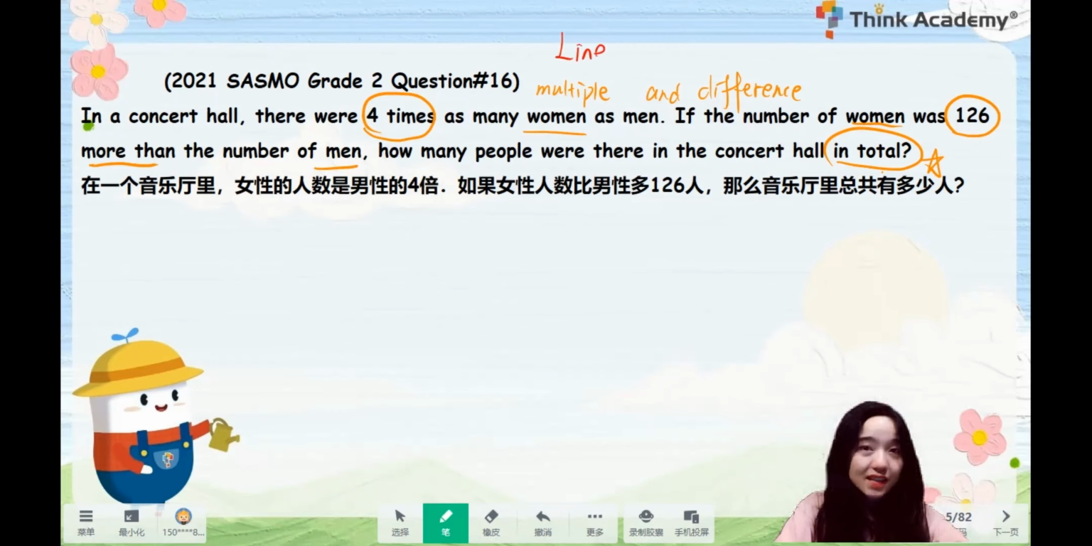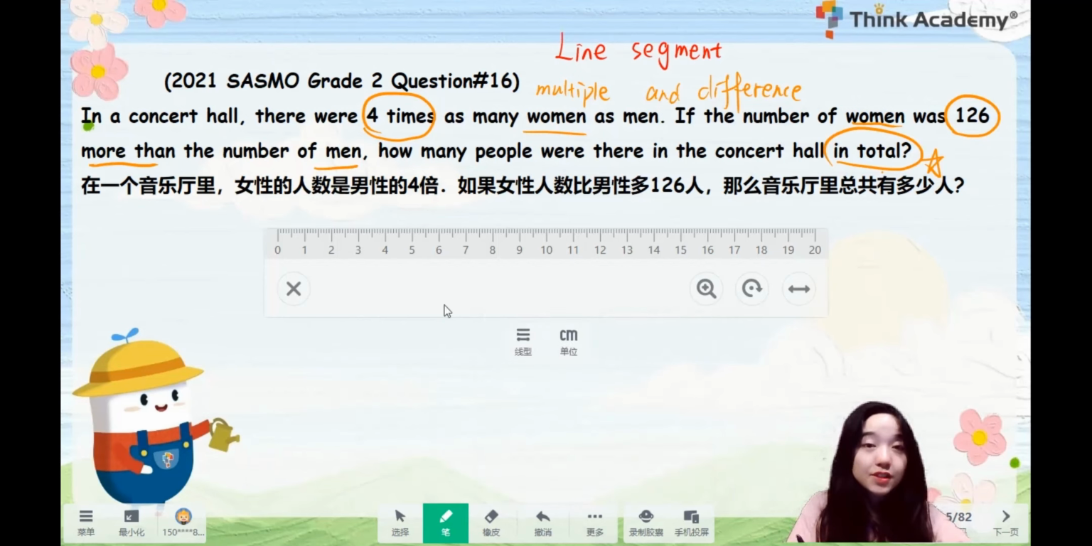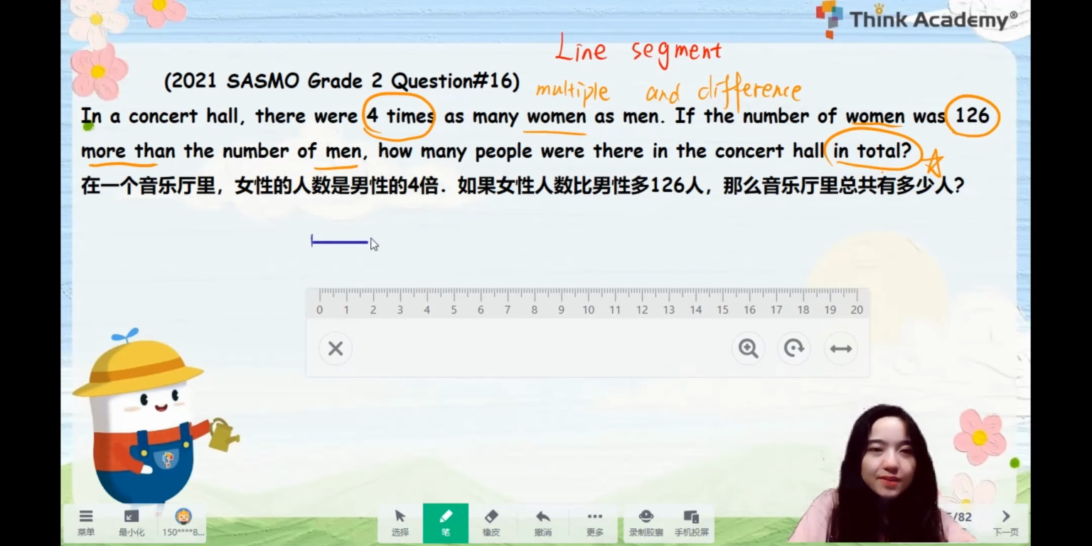To solve this kind of problem, we just need to use a really useful tool, which is the line segment. Remember a principle: the longer the line, the bigger the amount. So if 2 lines are the same length, they represent the same amount. And if there is this kind of multiple relationship, we had better draw lines based on it. The smaller amount should be drawn as one part with one line. So here, men is one part.